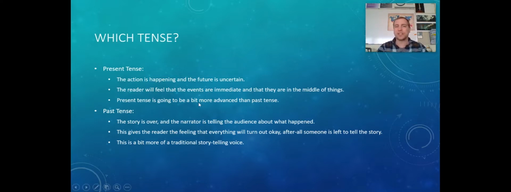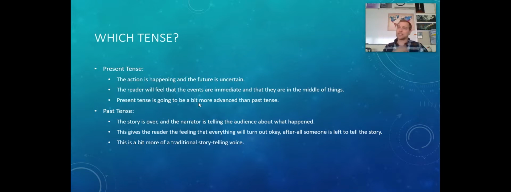And the present tense is going to be a little bit more advanced than the past tense. I'm not going to lie to you. It's harder to do the present tense right. You need a little bit more experience to do the present tense well. I'm not saying don't do it if you really want to, but it's going to be a little bit more difficult for beginning writers.